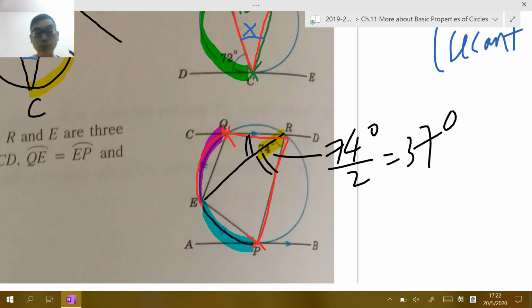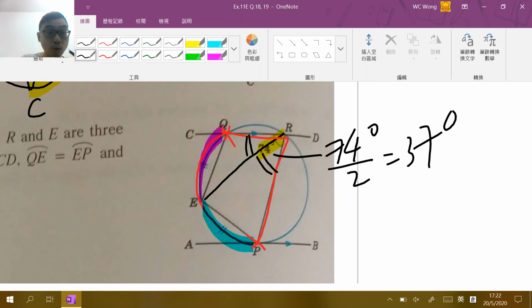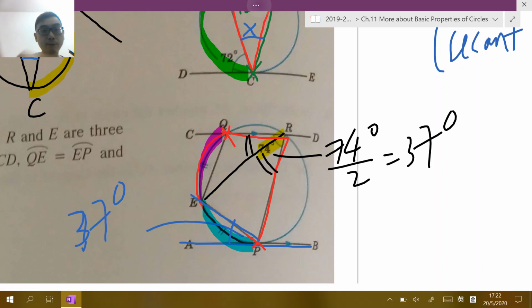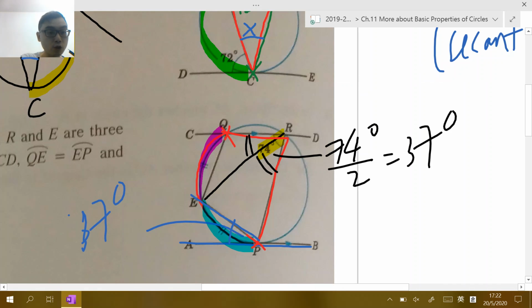Why? Because you can see the blue arc here also represents the chord tangent angle, this one. So this one also becomes 37 degrees by using the theorem we talk about today, which is the angle in alternate segment. Or if you don't use the words alternate segment, you can also use the concept of tangent-chord angle, with the angle subtended by the arc, like here. After you've got this one, you can finish part A, then you can easily get part B also.